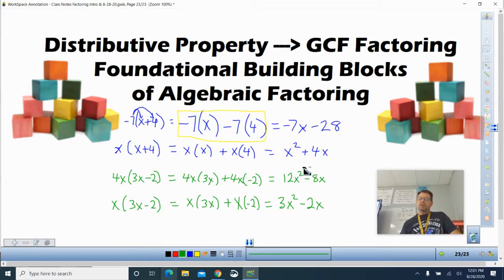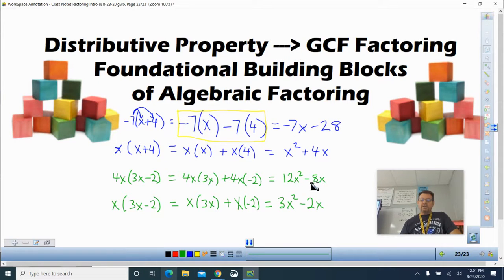For this binomial, what would the common factor be? 4x, because there's a 4 in both the 12 and the 8. That's the biggest number there. And there's also an x in both of these that we could divide out. Because isn't that what that is? 12 divided by 4 is 3. x squared divided by x is x.